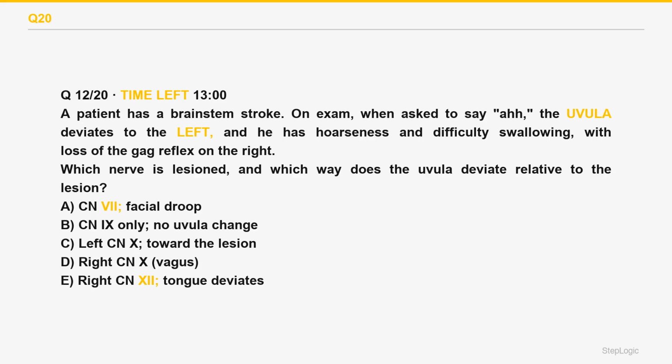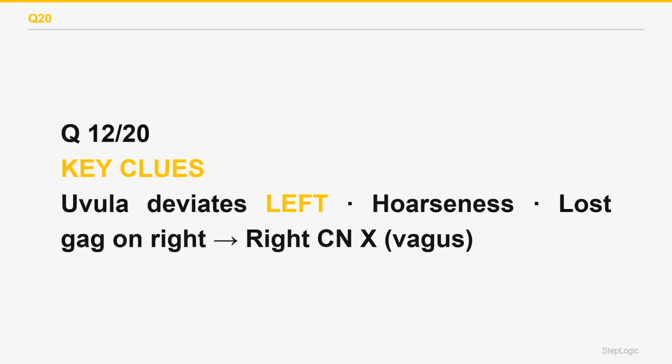Read the command: which nerve and uvula deviation direction. Uvula deviates left, hoarseness, lost gag on the right: CN X, vagus. The uvula deviates away from the lesion. The lesion nerve is the vagus, cranial nerve X, on the right side.